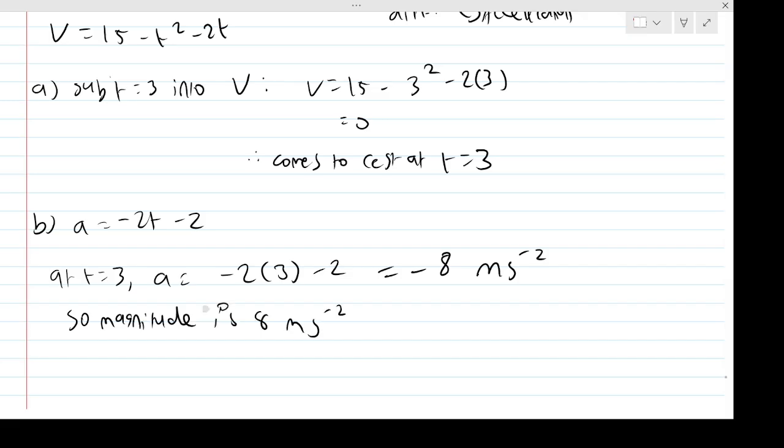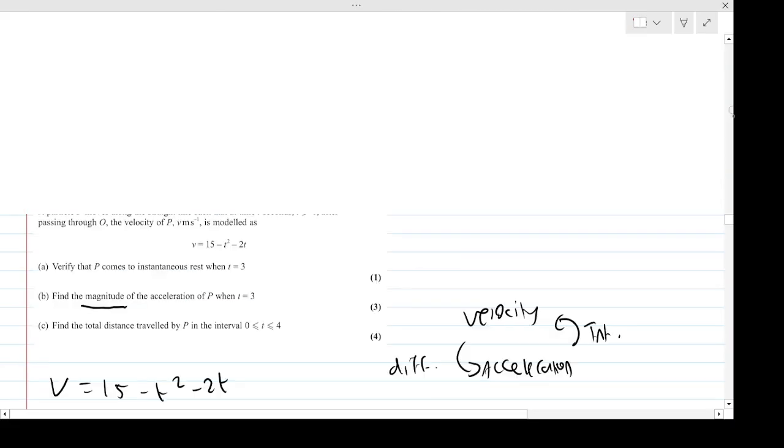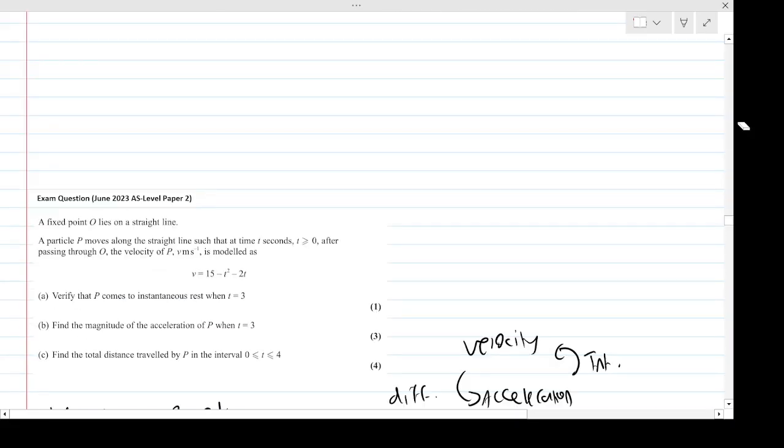So the magnitude is only talking about the physical number. Okay, it doesn't pay attention to the sign, just the physical number. So here 8. Okay. So there we are. Then in part C, again, very common exam question. They do like to ask to find the total distance between certain points. So here it's asking me to find the total distance when t is between 0 and 4.